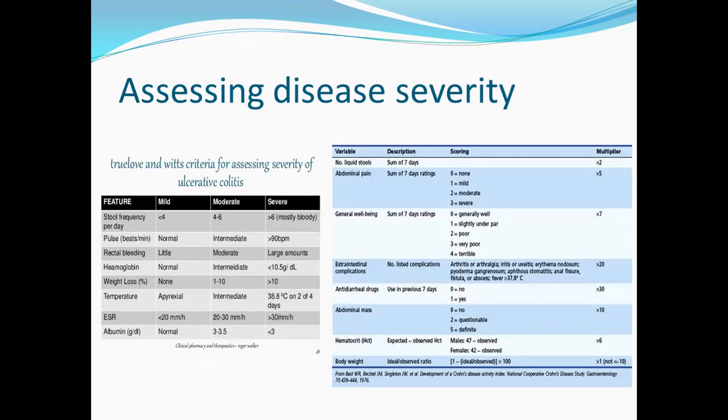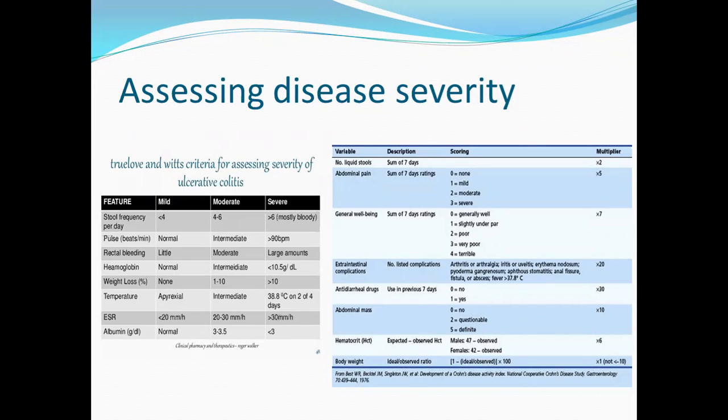Before you can treat or manage a patient with IBD, there are certain criteria that are used to assess the disease severity. This is a table showing us what we can use to assess the disease severity of our patients, if the patient has ulcerative colitis or if the patient has Crohn's disease. With ulcerative colitis, we use the Truelove and Witts criteria for assessing the severity.